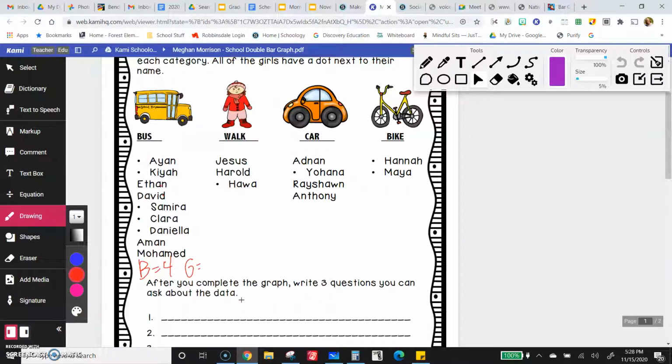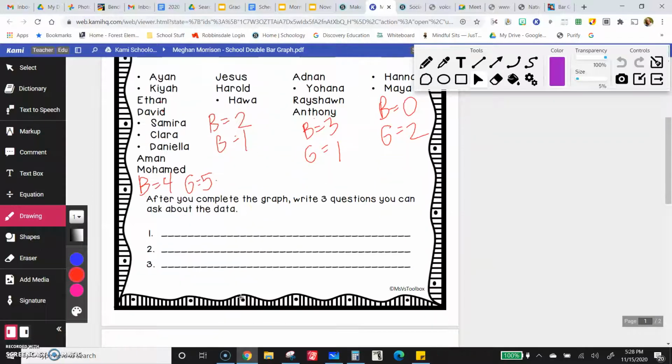1, 2, 3, 4, 5 girls. All right, here for walking, we have 2 boys, and girls, we have 1. Car, 1, 2, 3 boys. Girls, we have 1 girl. And then biking, we don't have any boys, and girls, there are 2 of them. Okay, so the highest we need to go to is 5. So that will help us know what to do on our graph.